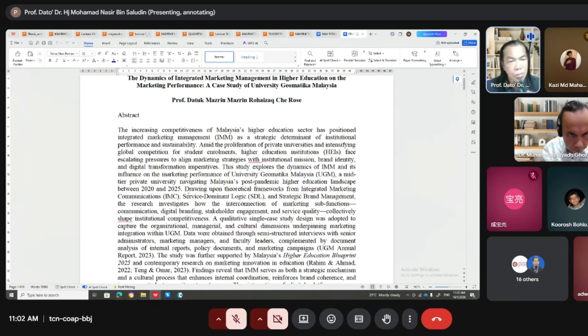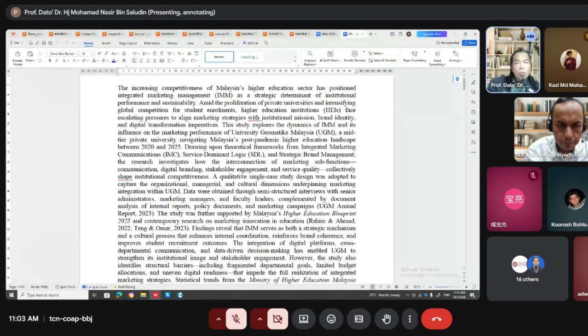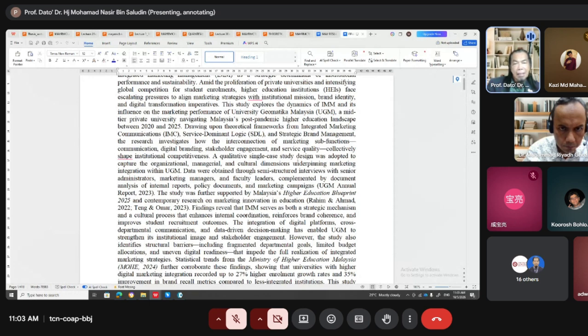The university is a mid-tier private university navigating Malaysia's post-pandemic higher education landscape between 2020 and 2025. Drawing upon theoretical frameworks from integrated marketing communication (IMC), service-dominant logic (SDL), and strategic brand management, the research investigates how the interconnection of marketing sub-functions, including communication, digital branding, stakeholder engagement, and service quality, collectively shape institutional competitiveness. A qualitative single case study design was adopted to capture the organizational, managerial and cultural dimensions underpinning marketing integration within UGM.